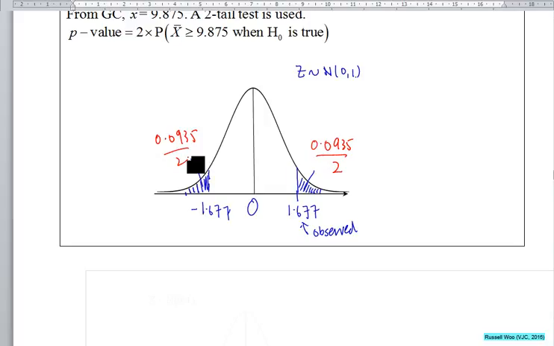But if you were to calculate the p-value on your own, you must be extremely careful. Then you use this idea. P-value is 2 times this, which is actually equal to 2 times the probability of z greater or equal to 1.677. It's the same, correct? This is a normalized z. All okay.